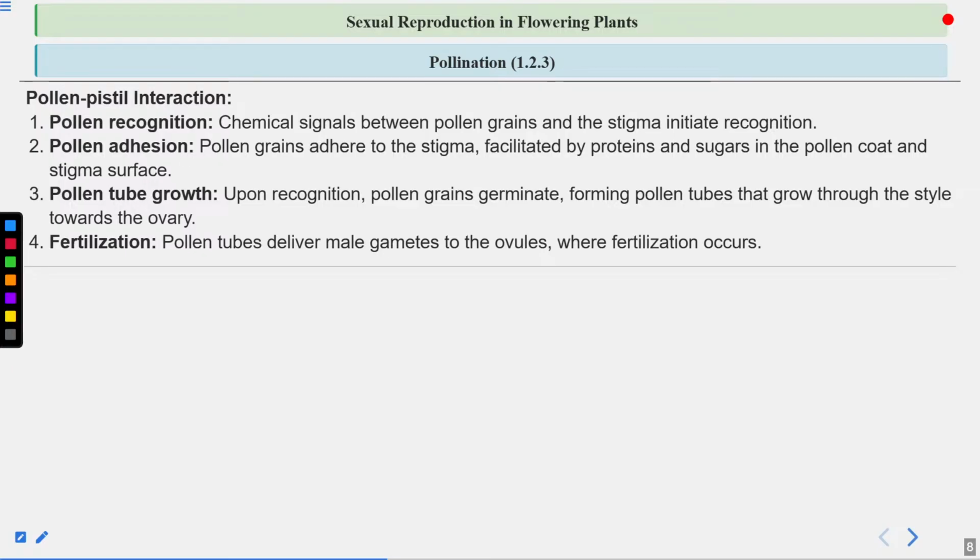After that, the pollen tube delivers the male gametes to the ovule. The pollen tube has the male gametes in it, and they are delivered inside the ovule, helping in the process of fertilization. Why are they doing so? So that fertilization could take place, because the male gamete is present in the pollen tube.